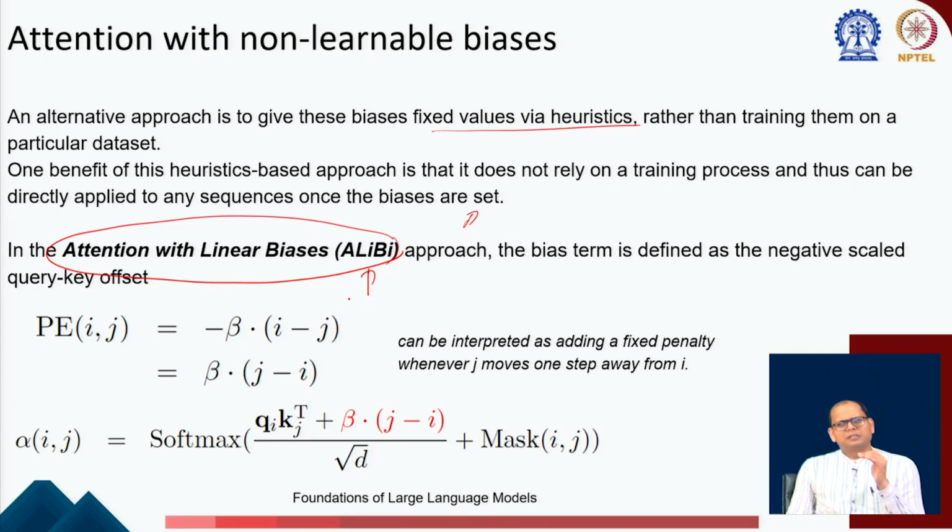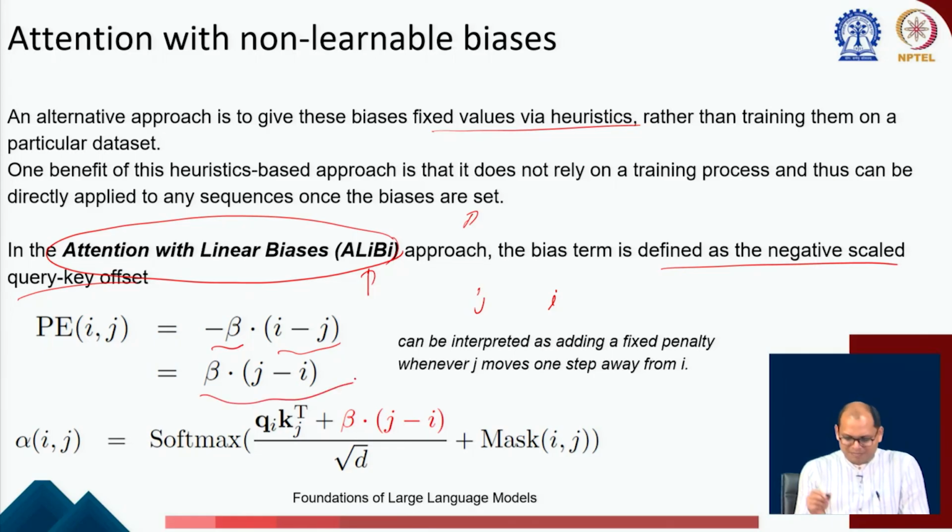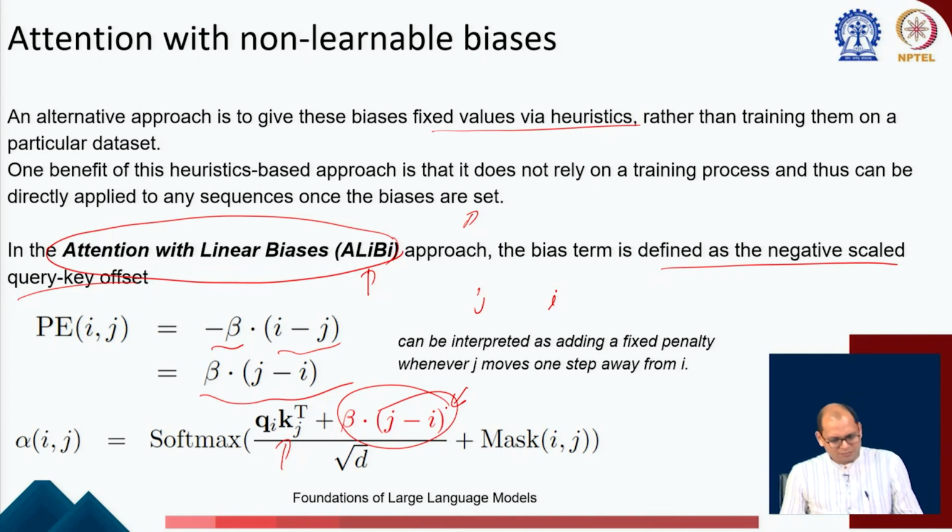So, a very similar idea. The bias term is defined as a negative scaled query key offset. So, you have i minus j. PE(i, j) is minus beta times (i minus j), right. i is here and j is here. So, you can say beta times (j minus i), right. That means as j keeps on moving away from i, you keep on having a penalty, right. So, a fixed penalty now to q_i k_j transpose, and of course, this will be a negative thing always, right, because j is before i in the sequence. So, you are adding a negative quantity to this.